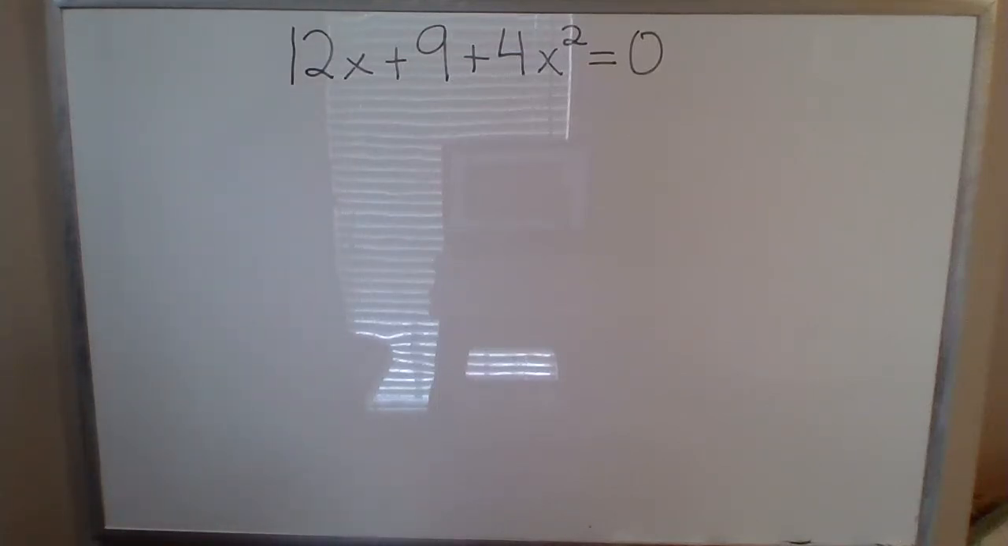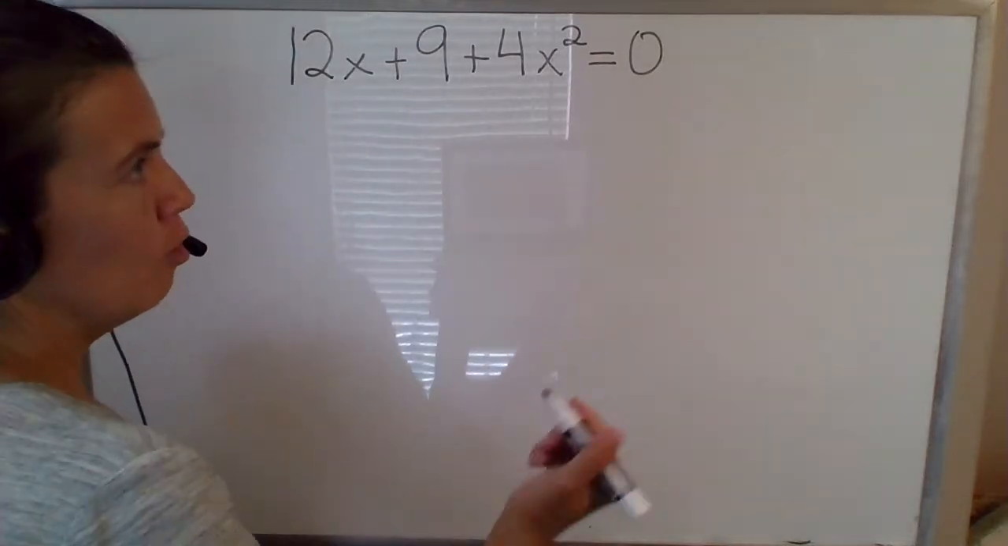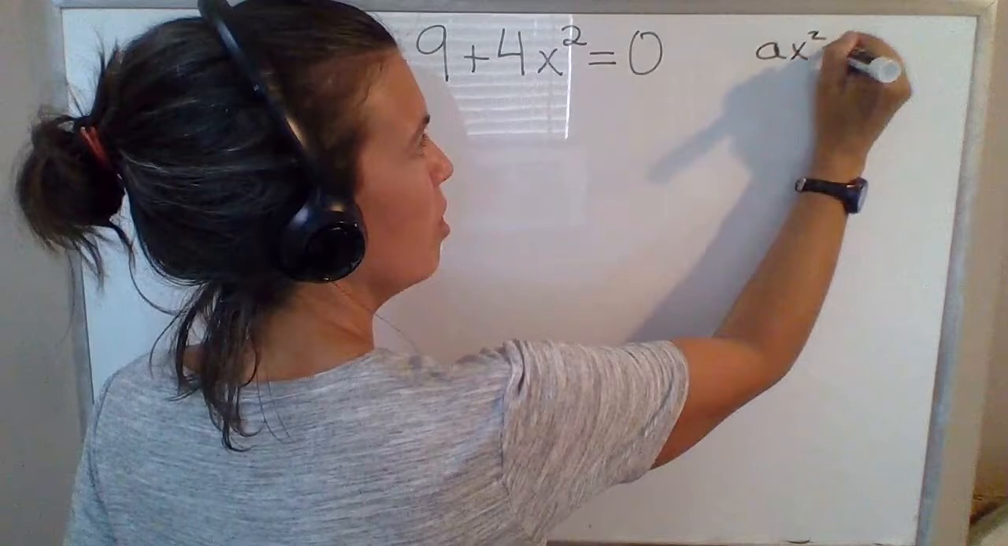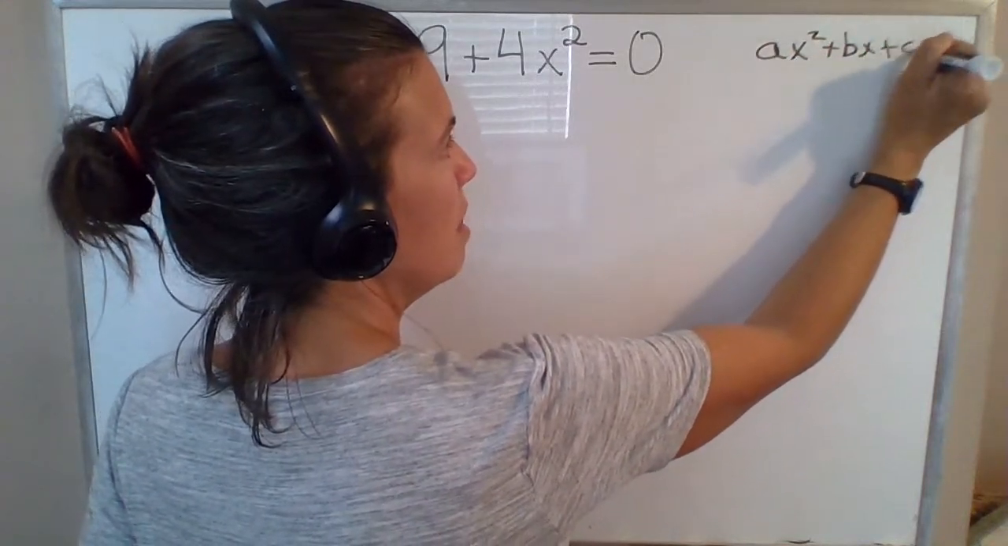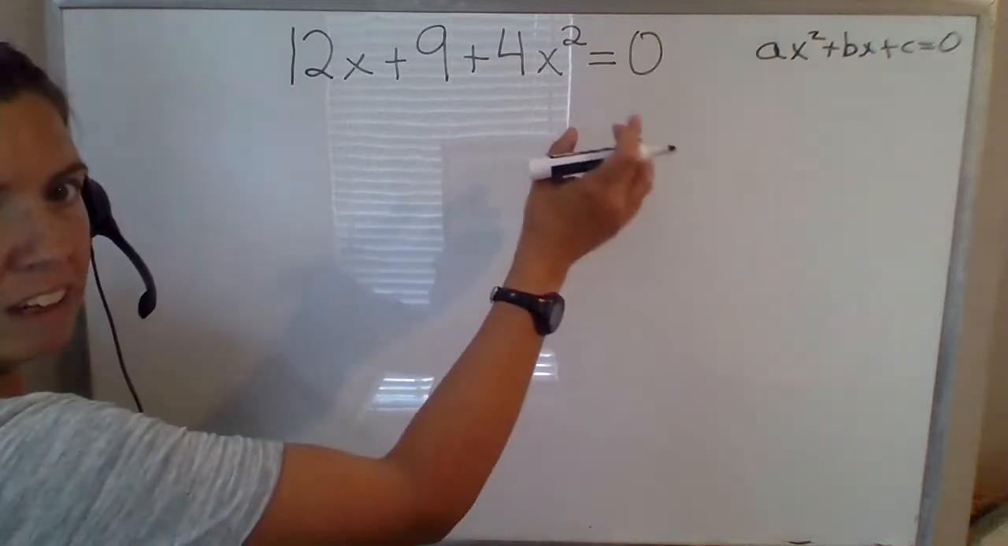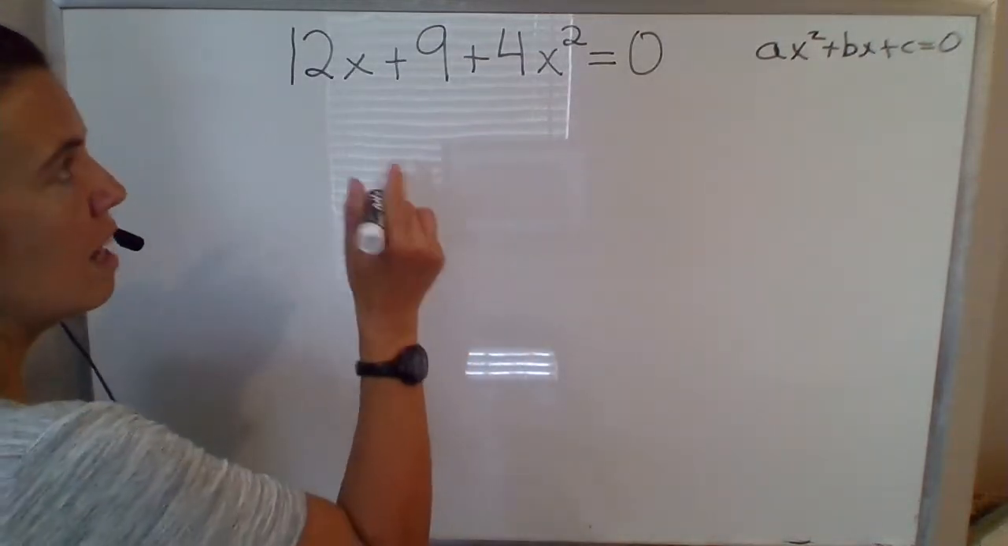In this video, I want to solve the quadratic equation 12x plus 9 plus 4x squared equals 0. The first order of business here would be to put this equation in the standard form so it looks like this: ax squared plus bx plus c equals 0. Even if we're going to solve by factoring, we like to start by getting the equation in that standard form.